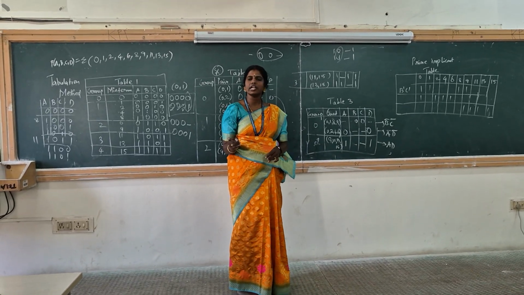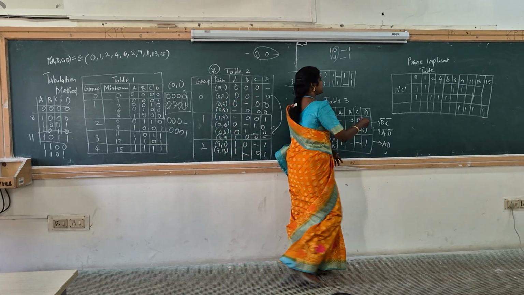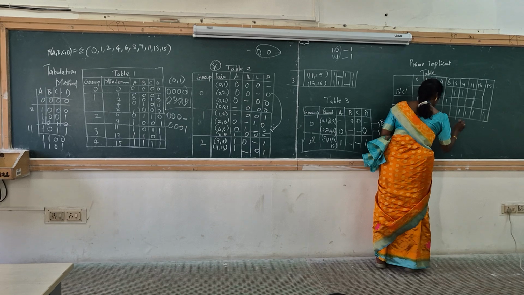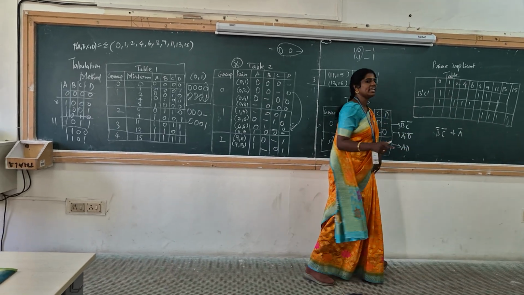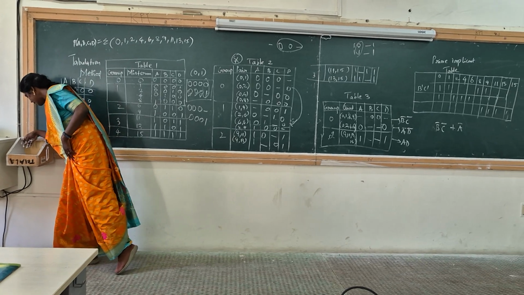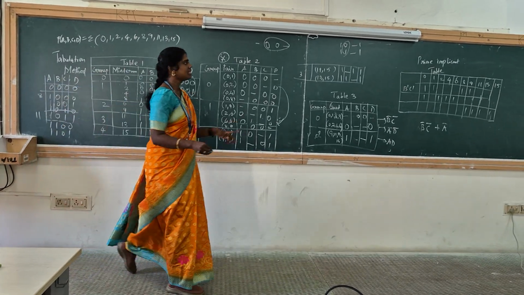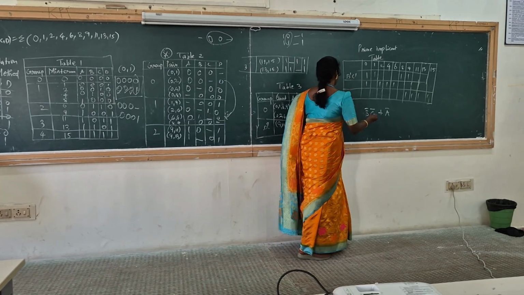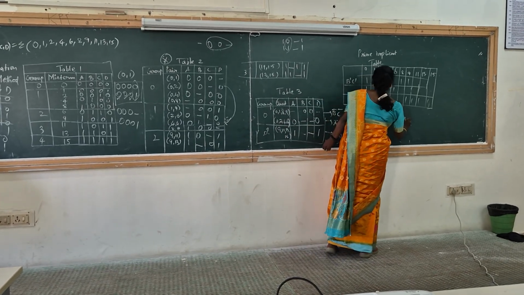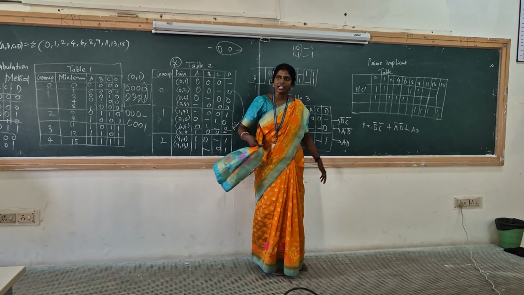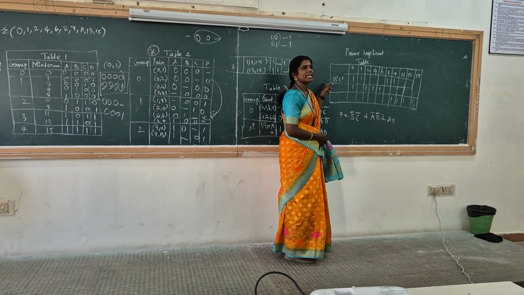Before you conclude with the equation, summing up all the things, B bar, C bar plus A bar, D bar plus A and D, that is going to be your final equation. But before you sum it up, I would suggest you draw your prime implicant table. So A bar, B bar plus A, D. This is your final function. But before you conclude, draw this prime implicant table.